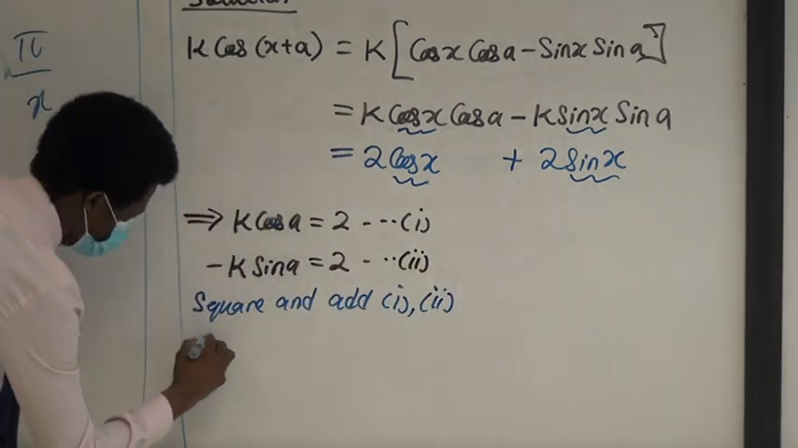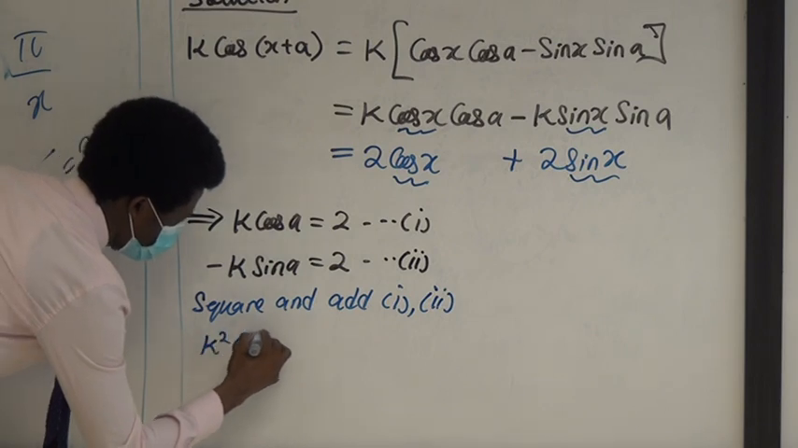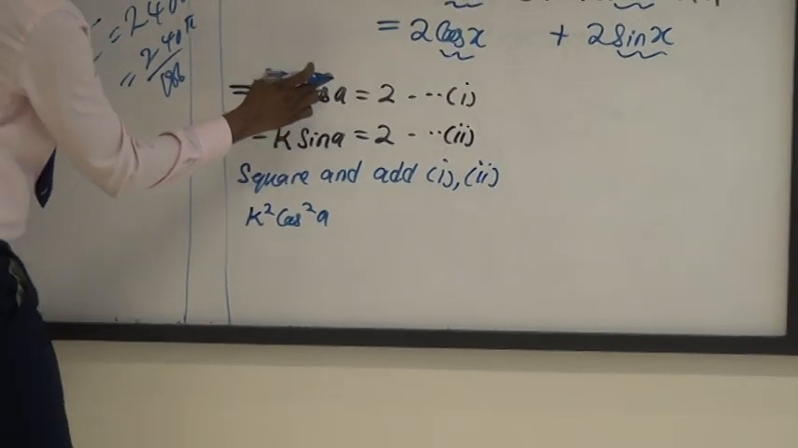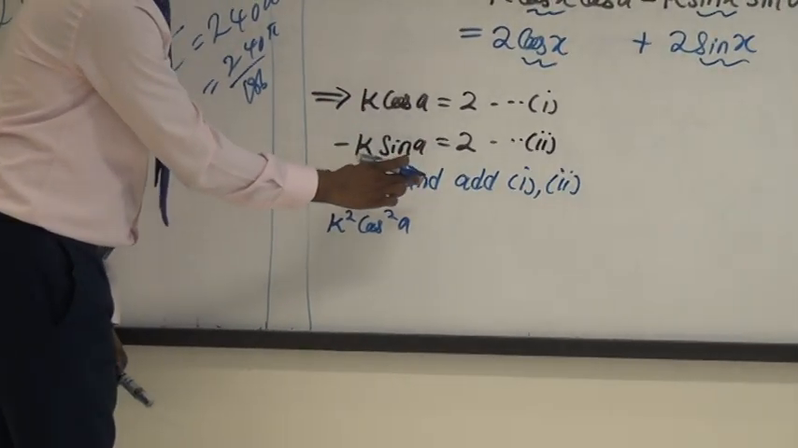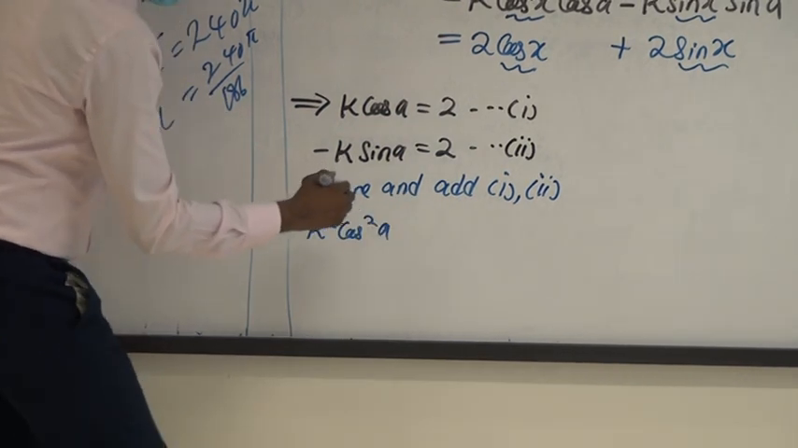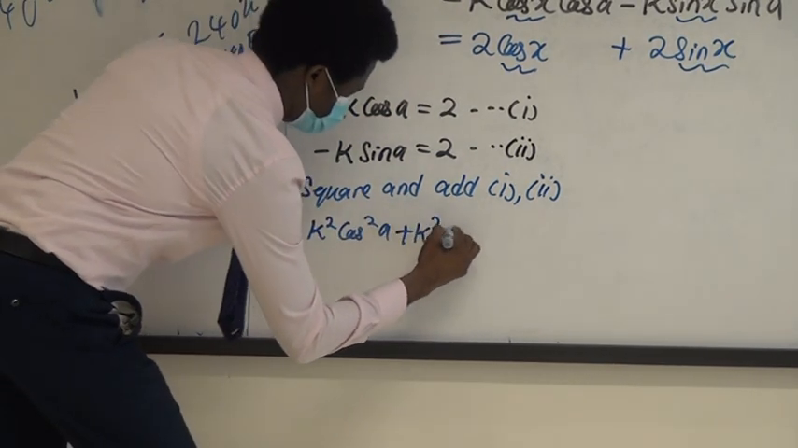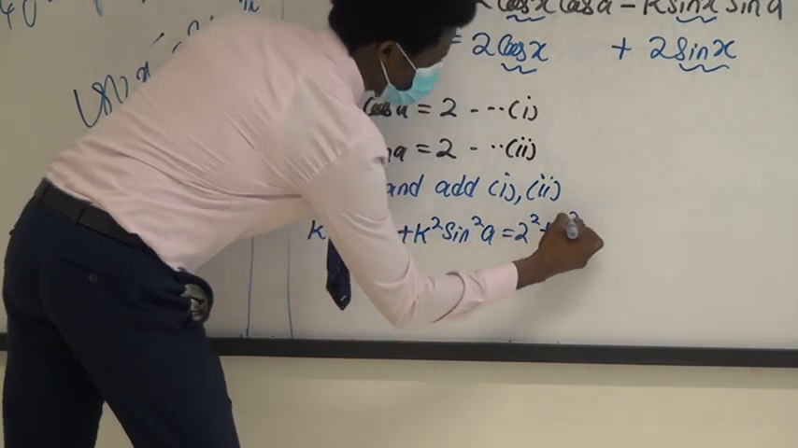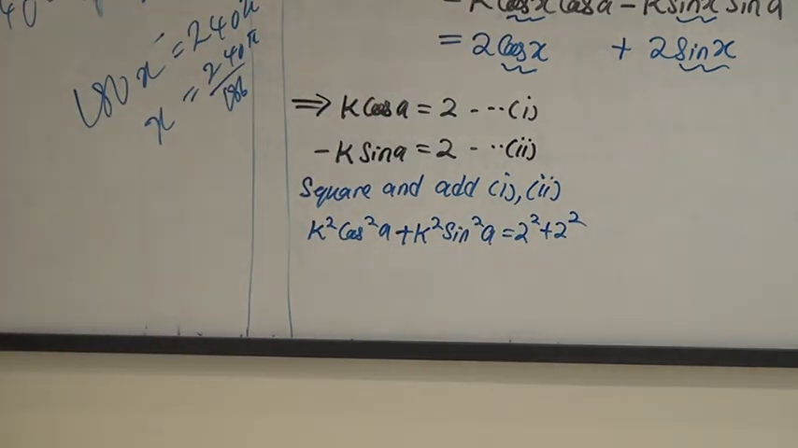When you square this, you get k squared cos squared A. So you are squaring equation 1 and adding it to the square of equation 2. You are doing that to the left and doing that to the right. On the left, you have another k squared sin squared A. On the right, you have 2 squared plus 2 squared. Am I making sense? Can you see that k comes out?